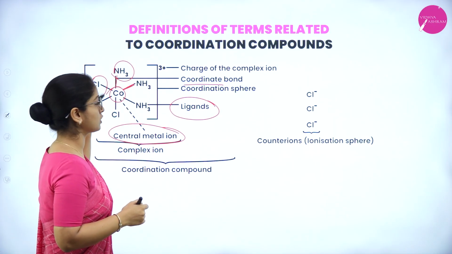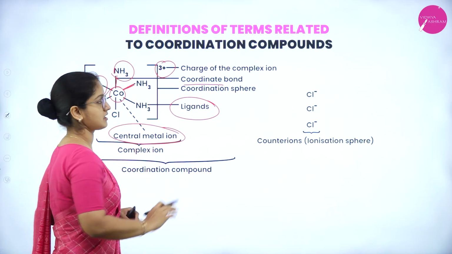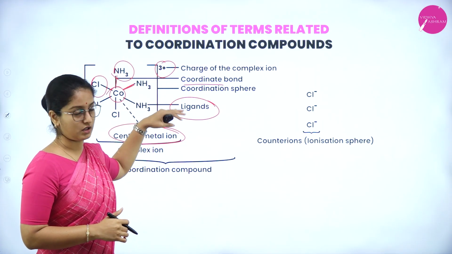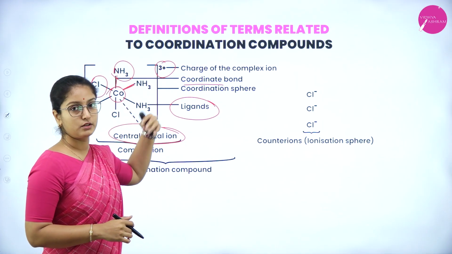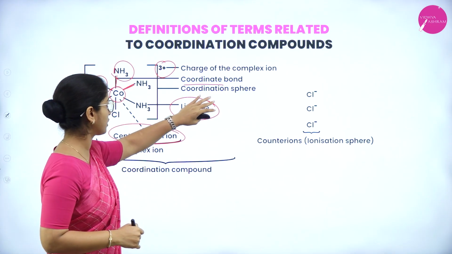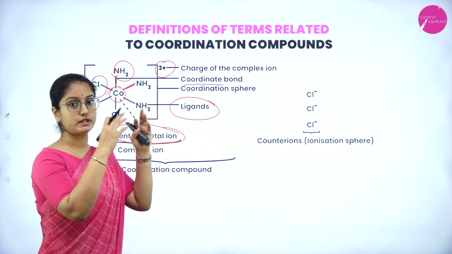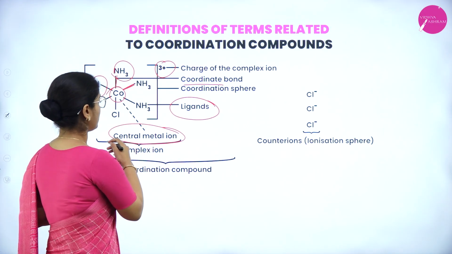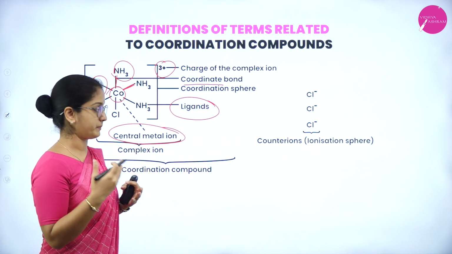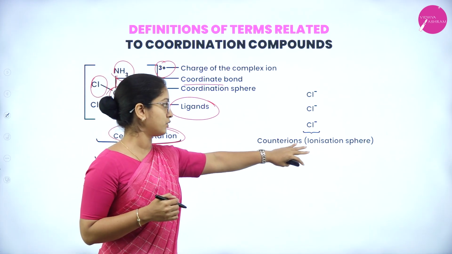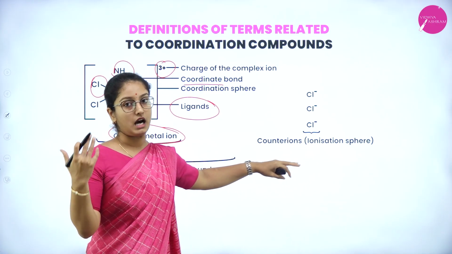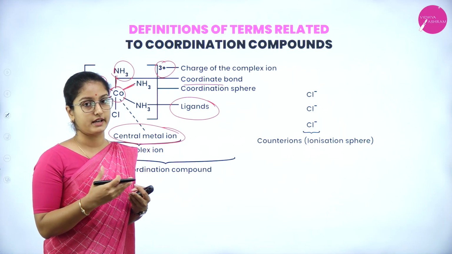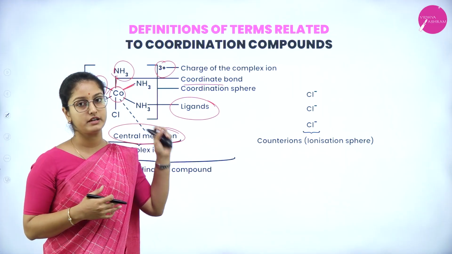Now if this whole complex carries a charge, it is known as the charge of the complex ion, and the bond between the ligands and the central metal atom is called the coordinate bond, and the molecules that donate the lone pair of electrons are called ligands. The coordination sphere is enclosed within the bracket to show the complex and the charge of the complex ion. The overall structure is known as a complex ion, and the counter ions are the ones outside the bracket. And then overall the complex ion with the counter ions is called a coordination compound. So this is how we have to represent it.